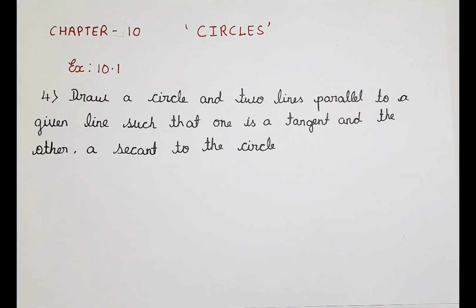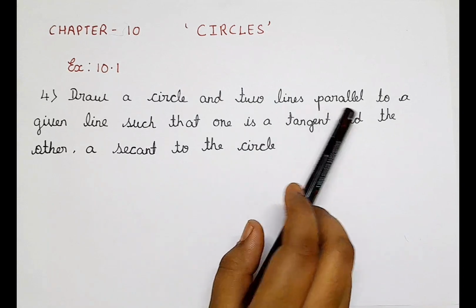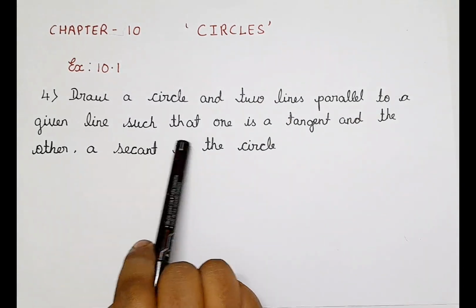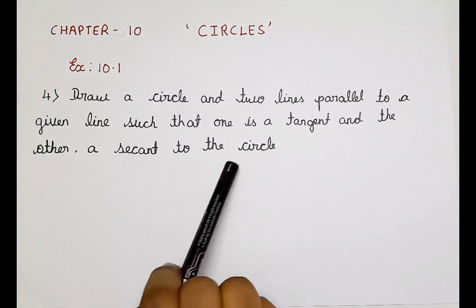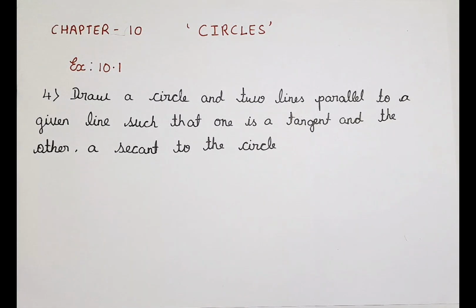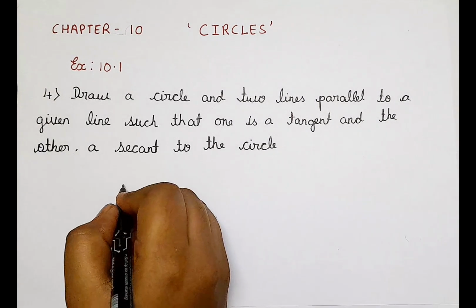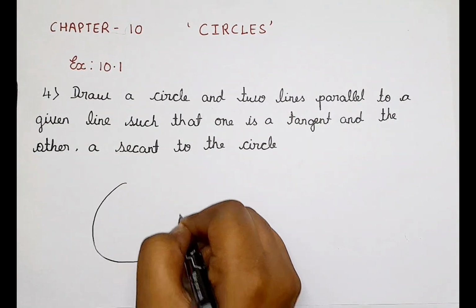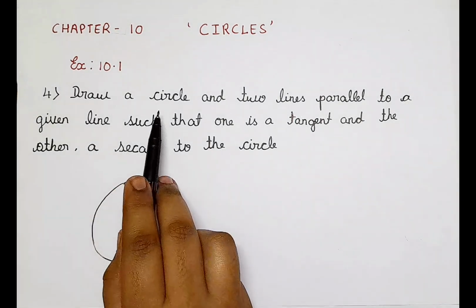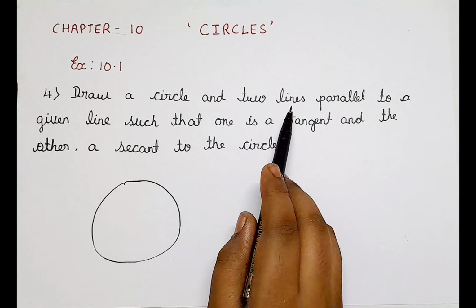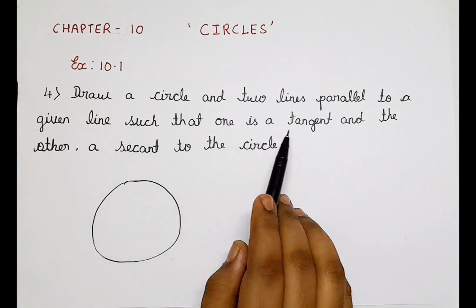Okay guys, now let us read the fourth question. Draw a circle and 2 lines parallel to a given line such that one is the tangent and the other a secant to the circle. So now we are supposed to draw a circle. Alright, so let me draw a circle. Now we drew a circle and 2 lines parallel to a given line such that one is a tangent.